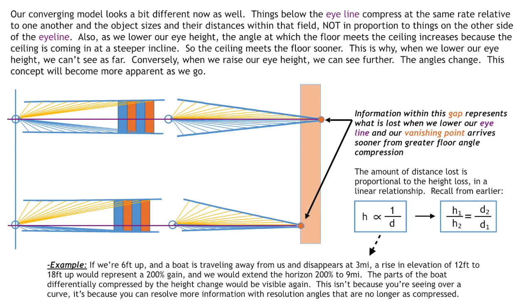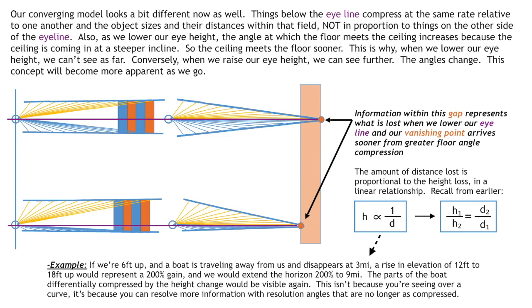What ends up happening then is that we bring our horizon line, or our horizon distance, excuse me, in further. We cannot see as far. So information within this orange rectangular gap represents what is lost when we lower our eye line and our vanishing point arrives sooner from a greater floor angle compression. The amount of distance lost is proportional to the height loss in a linear relationship. So recall from earlier that the height was inversely proportional to the distance, and h1 over h2 equaled d2 over d1.